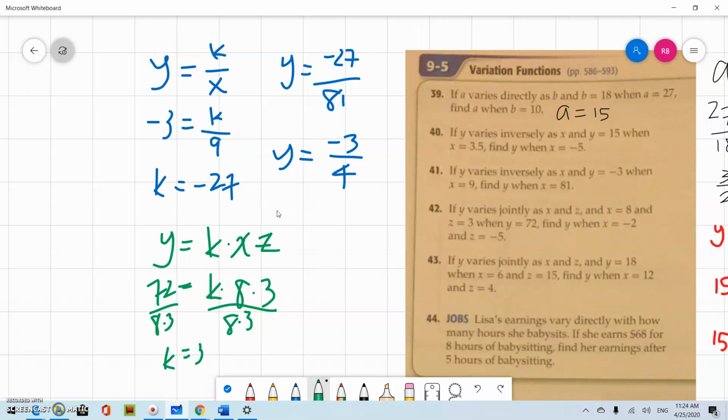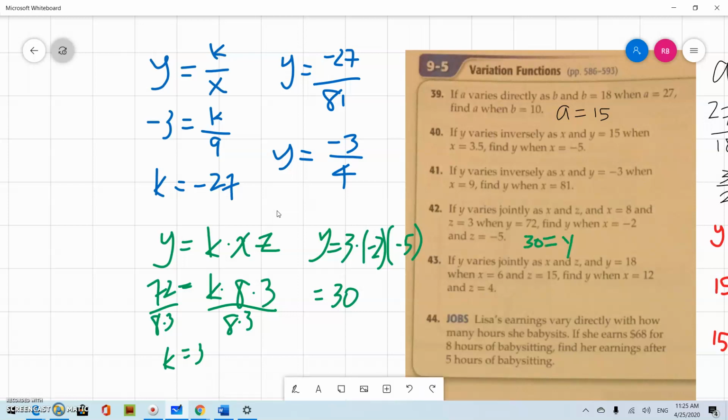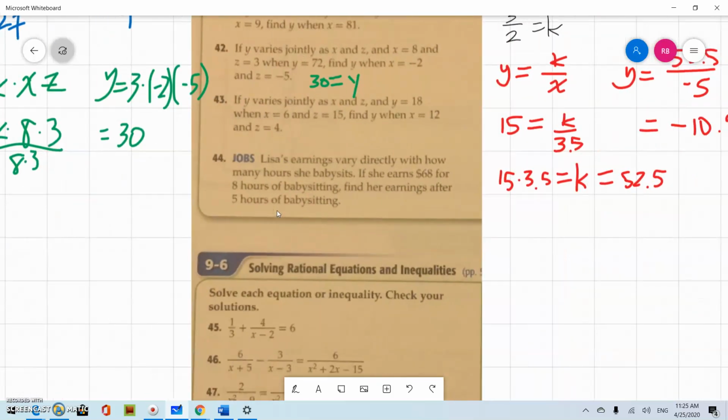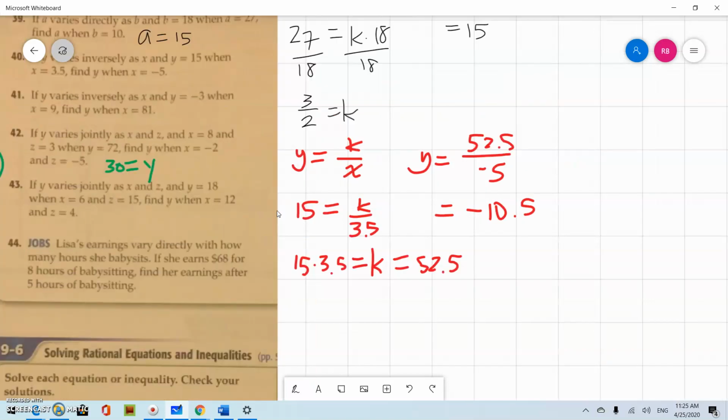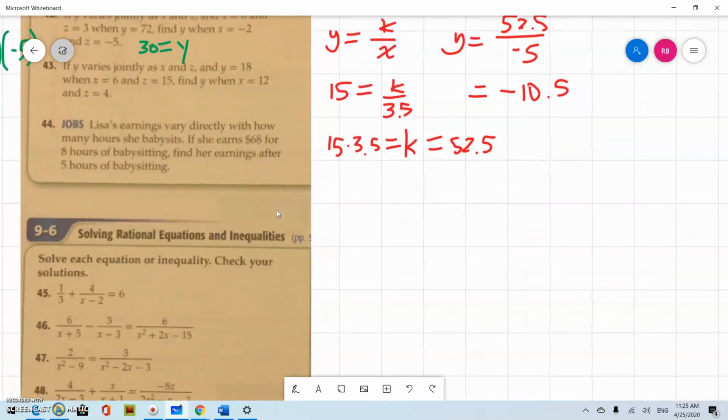So then it's actually asking to find y, and I know k is 3, x is negative 2, and z is negative 5. So it's 10 times 3, so it's 30. Y is 30. Alright, let's go to 43. I'm gonna do it below here.